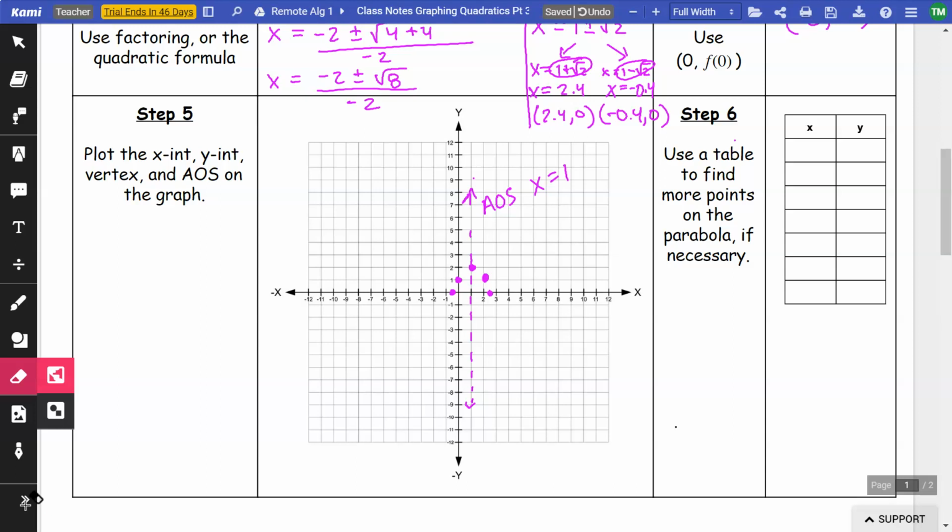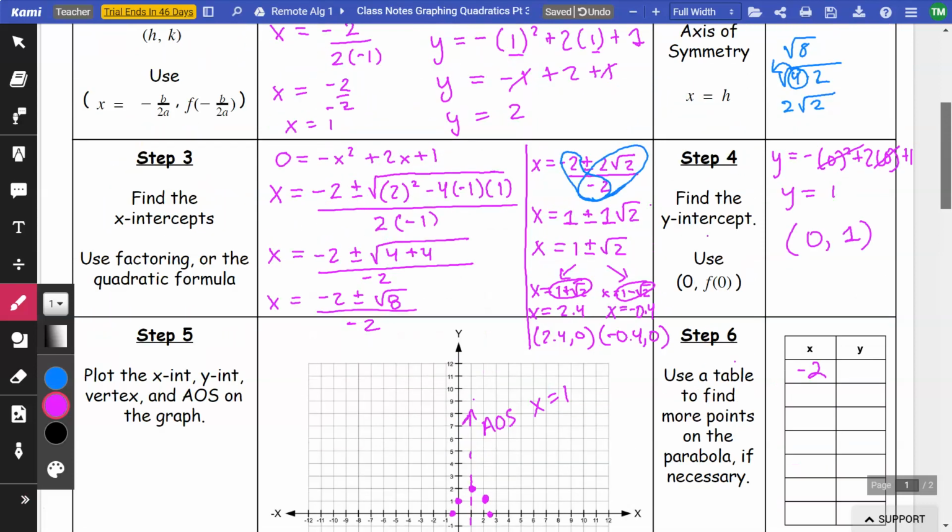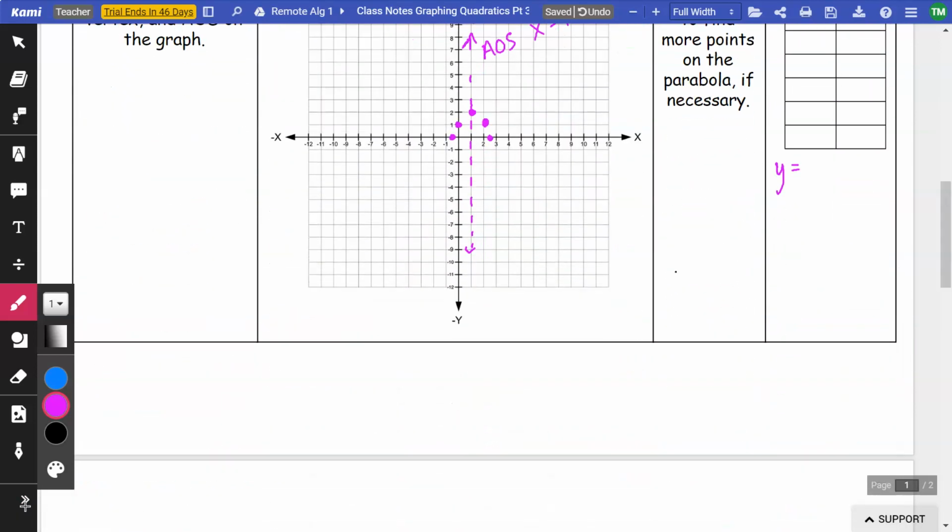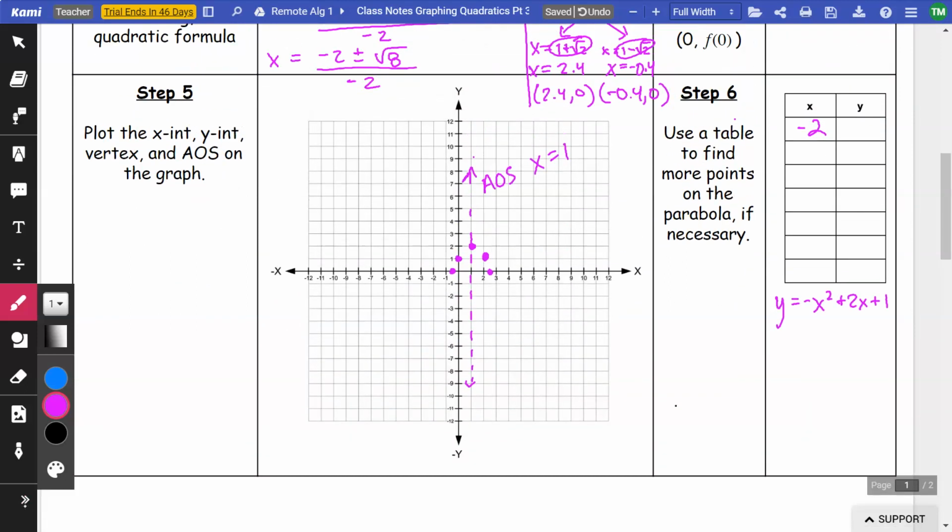And then let's just plug in negative 2 and then reflect it. So y is equal to, I'm going to remind myself what the equation was, negative x squared plus 2x plus 1. And we're just plugging in negative 2. So y is equal to negative of negative 2 squared plus 2 times negative 2 plus 1. Negative 2 squared is 4. The negative of that is negative 4. 2 times negative 2 is negative 4, plus 1. So that'll simplify to negative 7.